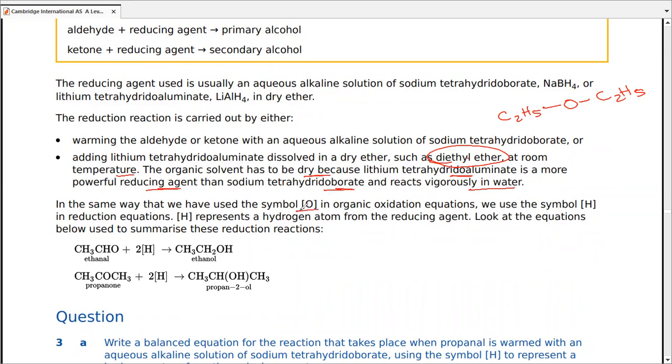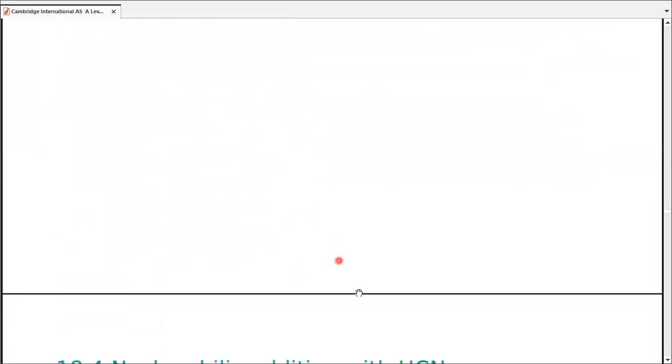Just like we used O with oxidation, we use H with reduction. That's how the reduction goes: aldehydes into a primary alcohol, ketones into a secondary alcohol. That's how easy it is. Since we have studied these cycles before, this shouldn't be a problem. Moving on.